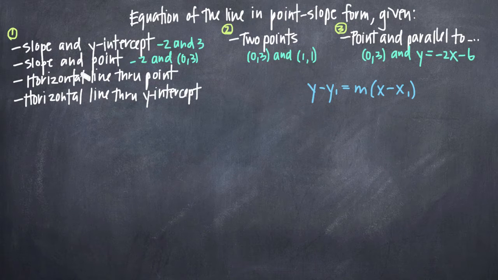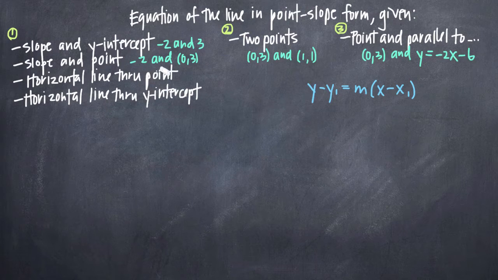And the same thing goes for these two sets of information, horizontal line through a point or the y-intercept. The slope of any horizontal line is just 0. So essentially, you're being told that the slope is 0 and given a point, or that the slope is 0 and given the y-intercept, which is also just a point. So regardless of which of these pieces of information you're given, you're going to go about finding the equation of the line in the same way.